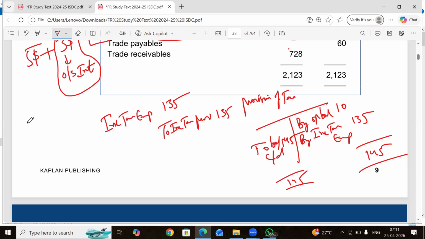Make a note of this. It's an under provision of tax. That means last year the estimated tax was, like they wanted the tax to be 100, but they estimated it to be 90. Okay, that means they estimated 90, but they understood that they have to end up paying 100. So there was an under provision. So 10 has to be provided.